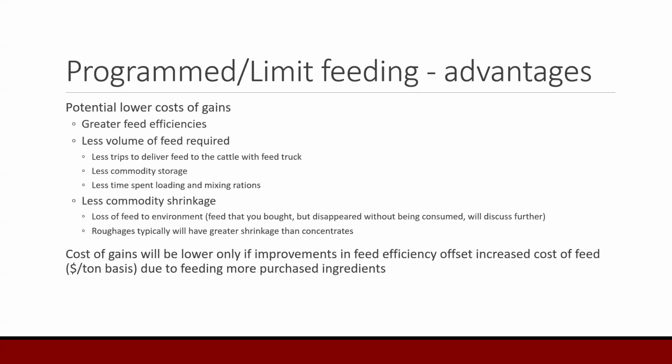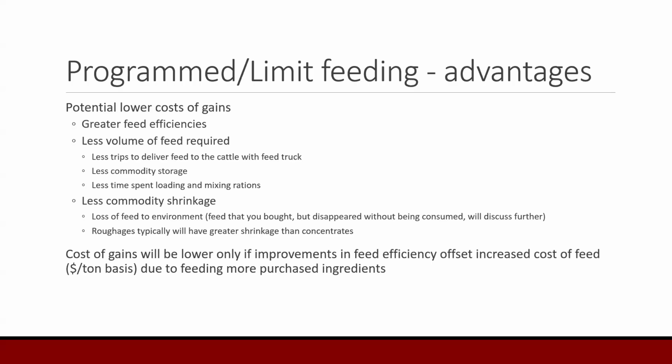So if we do a program feeding where we're feeding more concentrates, typically roughages will have higher ingredient shrinkage than concentrates. Dry roughages are really dusty. So you can lose as much as 10% of hay that you buy in because of dust during grinding and loading into the mixer wagon. So roughages typically will have greater shrinkage than concentrates.